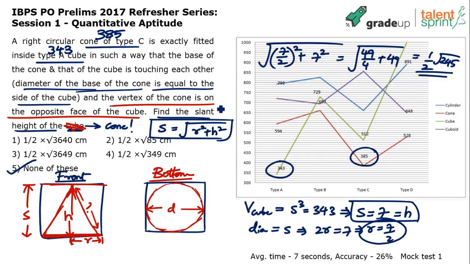And the vertex of the cone is on the opposite face, and the base is here, which means the height of the cone will be equal to the side of the cube. See, this is slant height. Don't get confused. This is not side, this is slant height, which we have calculated here. So yeah, 49 times 5, 245. Square root of 245 by 2 will be the final answer. Option 5, none of these.